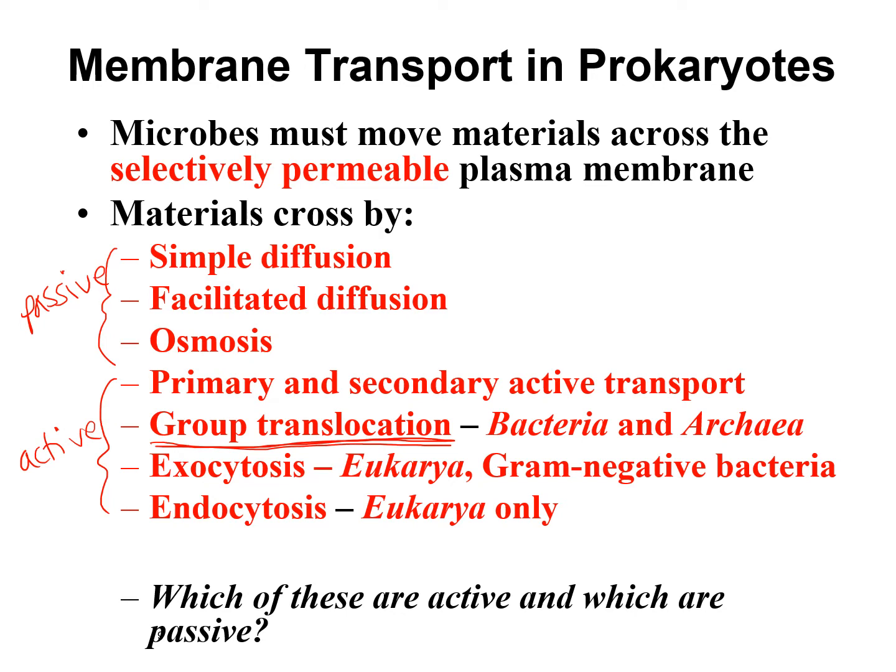And then for exocytosis and endocytosis, eukaryotes can do both of those. But exocytosis can only be done by some gram-negative bacteria, and otherwise bacteria are not going to be doing exocytosis or endocytosis.